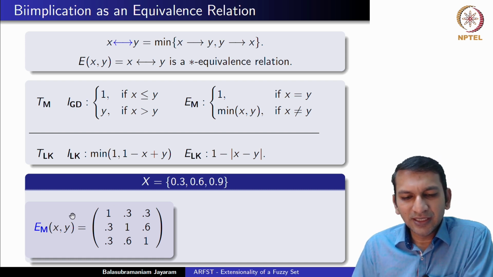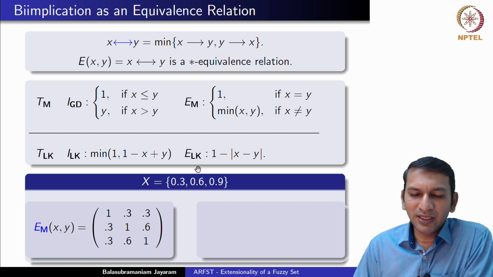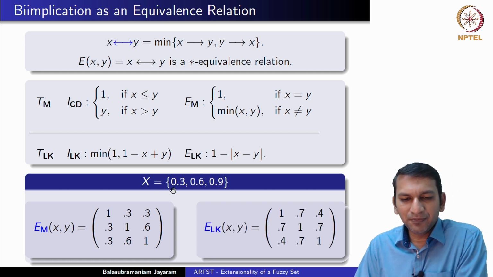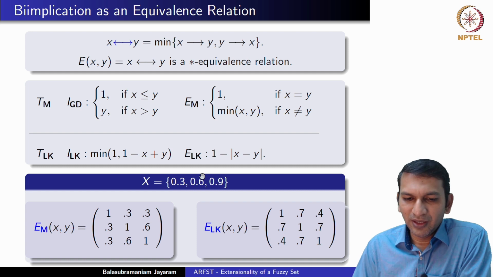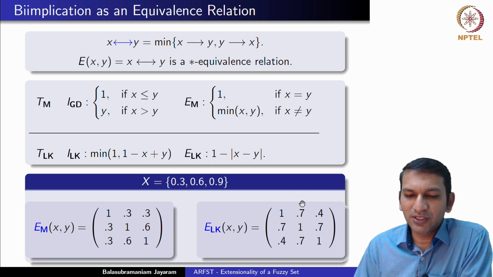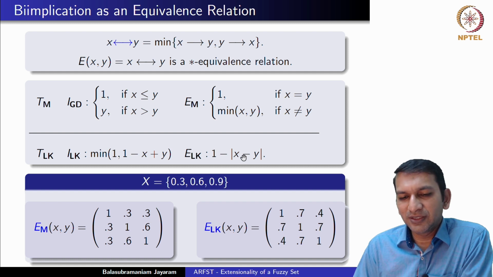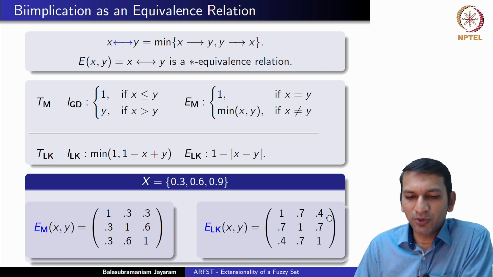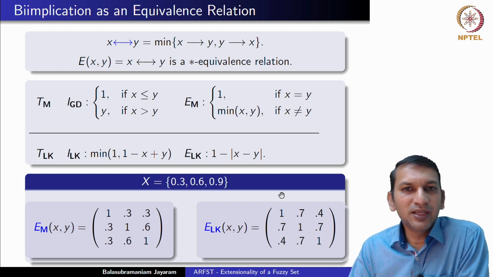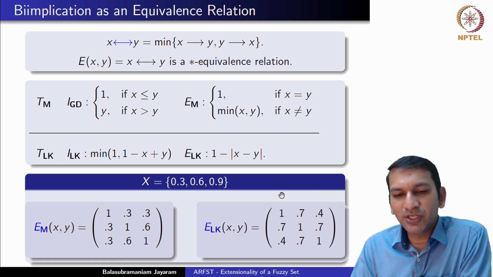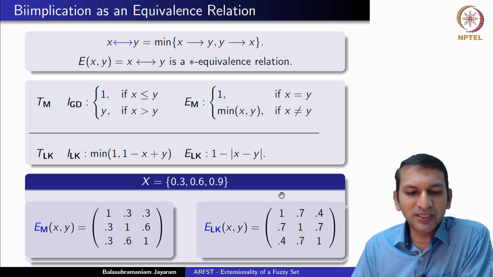For the same set X, if you obtain the equivalence relation ELK, this is how it would look like. 0.3, 0.3 is 1, 0.3, 0.6 is 1 minus the difference, which is 0.3, so that is 1 minus 0.3, which is 0.7, and when we put 0.3 and 0.9 here, the difference is 0.6, so 1 minus 0.6 is 0.4. So these are the corresponding min equivalence and Lukasiewicz equivalence relation that we can get on this set X using these two formulae.